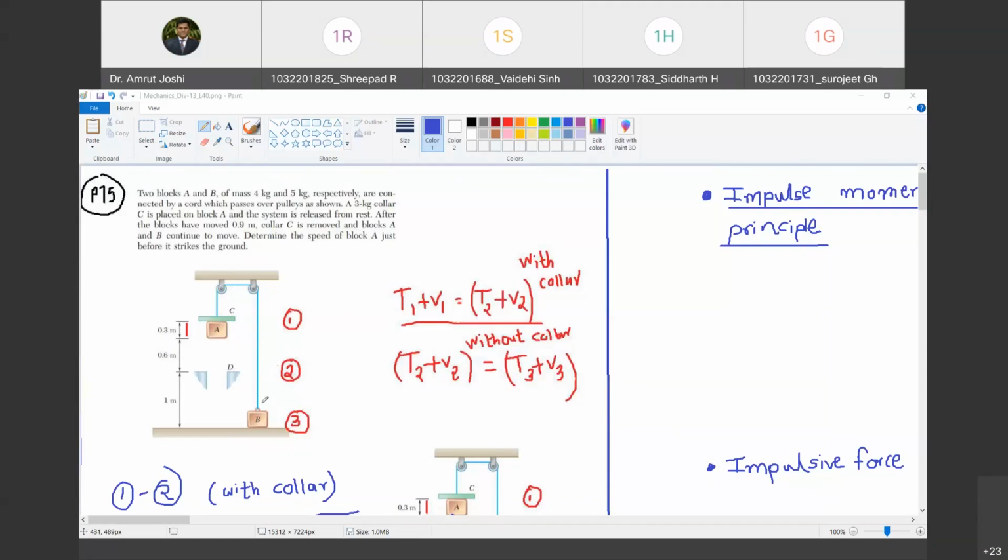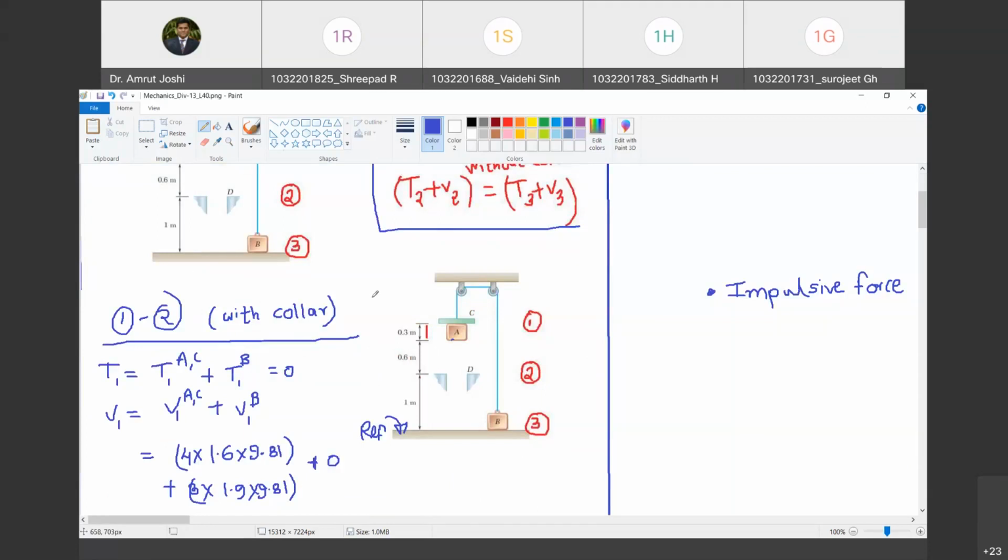Yes, sir. So T1 plus V1 is equal to T2 plus V2, just before the collar is arrested at D. This is the first equation. And the second equation, T2 plus V2, this is without the collar, that means just after the collar has been arrested at D, is equal to T3 plus V3. This is the equation that we are supposed to use.